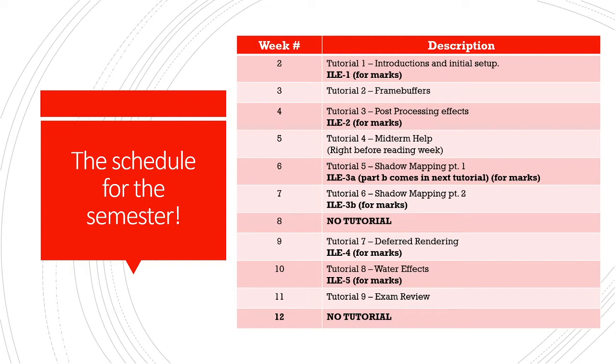Part A will typically be: make sure you followed along in class and hand in what we've done. And then for B, it'll be finish it off and follow along in class. Because shadow mapping is a notoriously hard thing, and it is one of your requirements. And then for tutorial 6, obviously, shadow mapping part 2 and ILE 3B. Week 8, we do not have a tutorial.